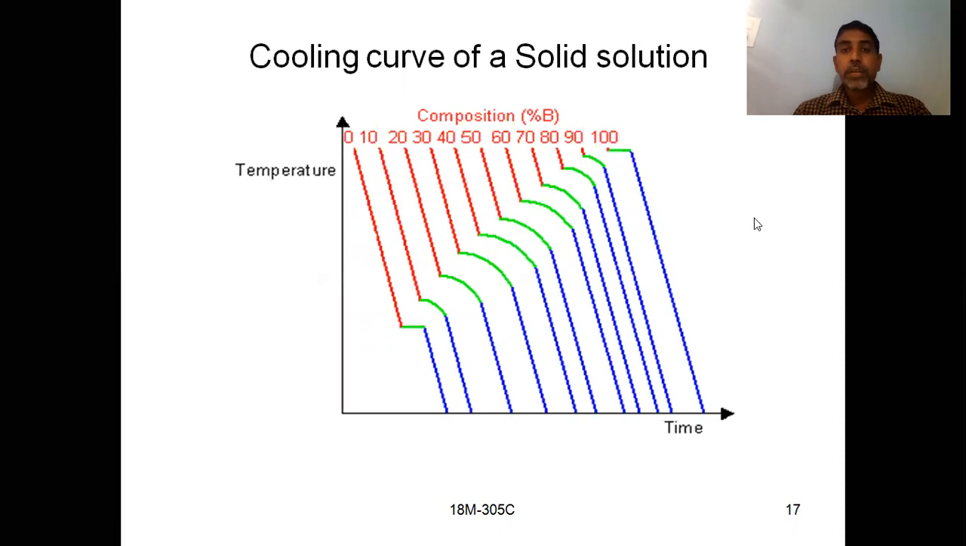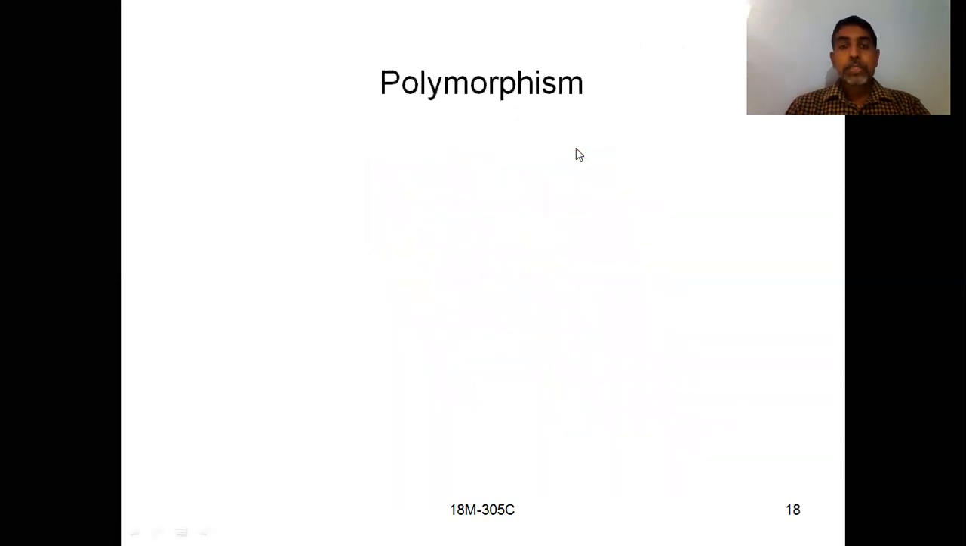See, cooling curves for different compositions we have already discussed in the previous sessions. And this one is very, very important: polymorphism. What do you understand by polymorphism? What is meant by polymorphism and how will it be useful in our solidification process? I will tell you. So first you have to define polymorphism.